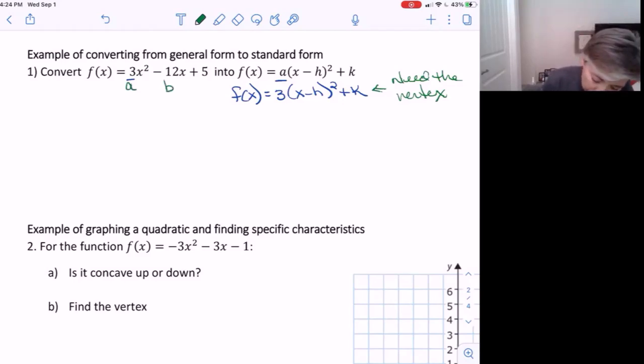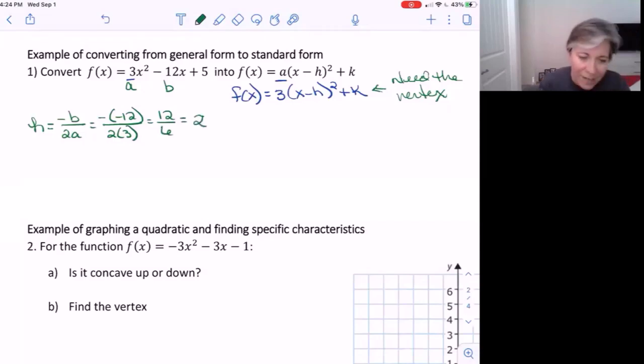Well, remember to find the h coordinate of the vertex, we take the opposite of b over 2 times a. So that's going to be the opposite of negative 12 over 2 times 3. So that's going to be 12 over 6. So we have an input value of 2 for the vertex. So we have a 2.